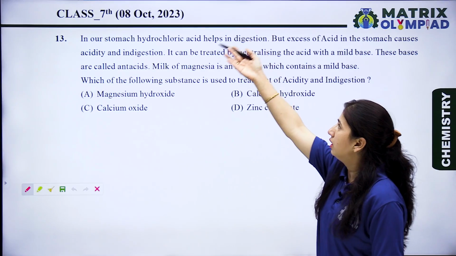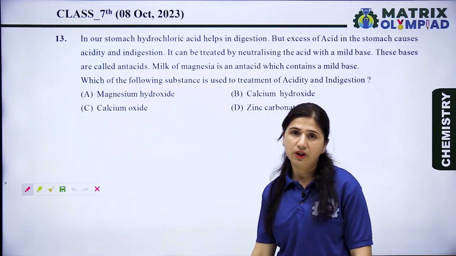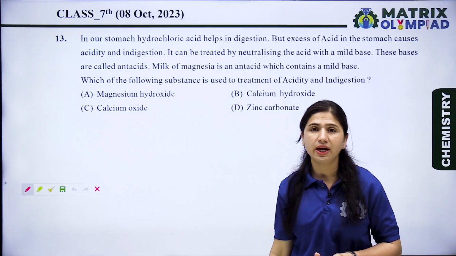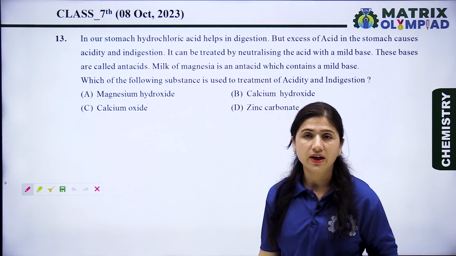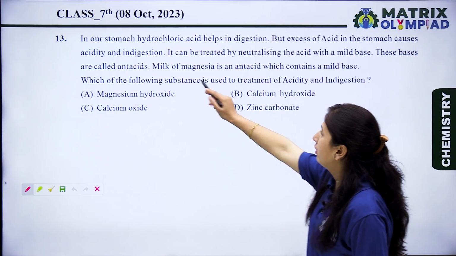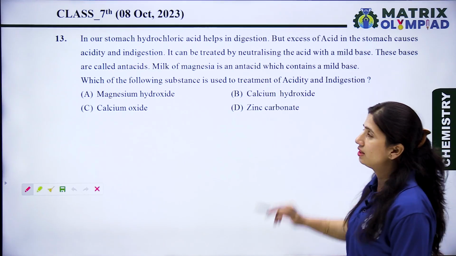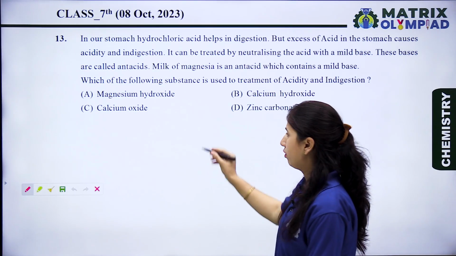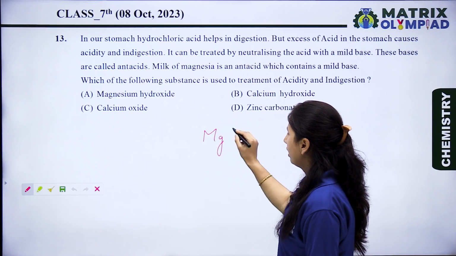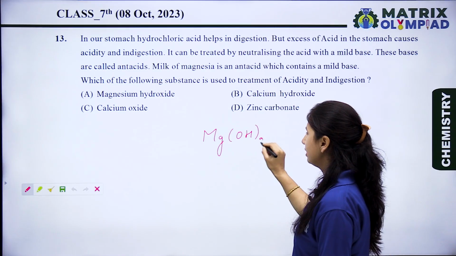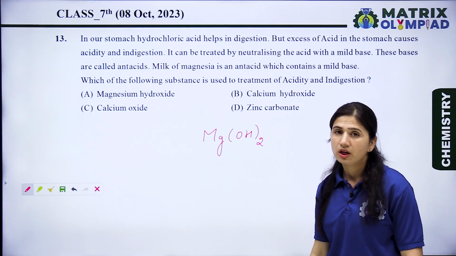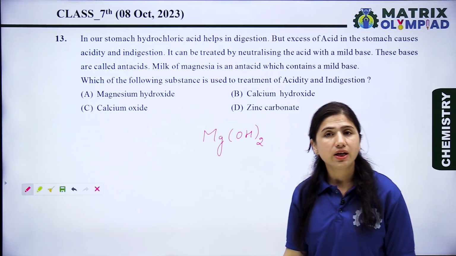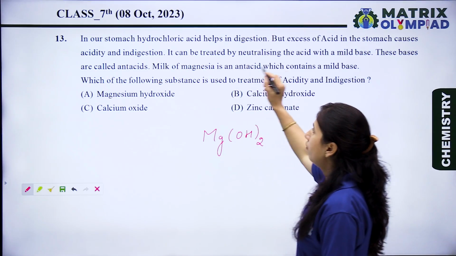Okay, from this paragraph we can observe that for the treatment of acidity or indigestion, we use antacids, and that antacid is milk of magnesia. Like these antacids are mild bases. So the first option is magnesium hydroxide. The formula of magnesium hydroxide is Mg(OH)2. Magnesium hydroxide is a weak base and is also known as the milk of magnesia.